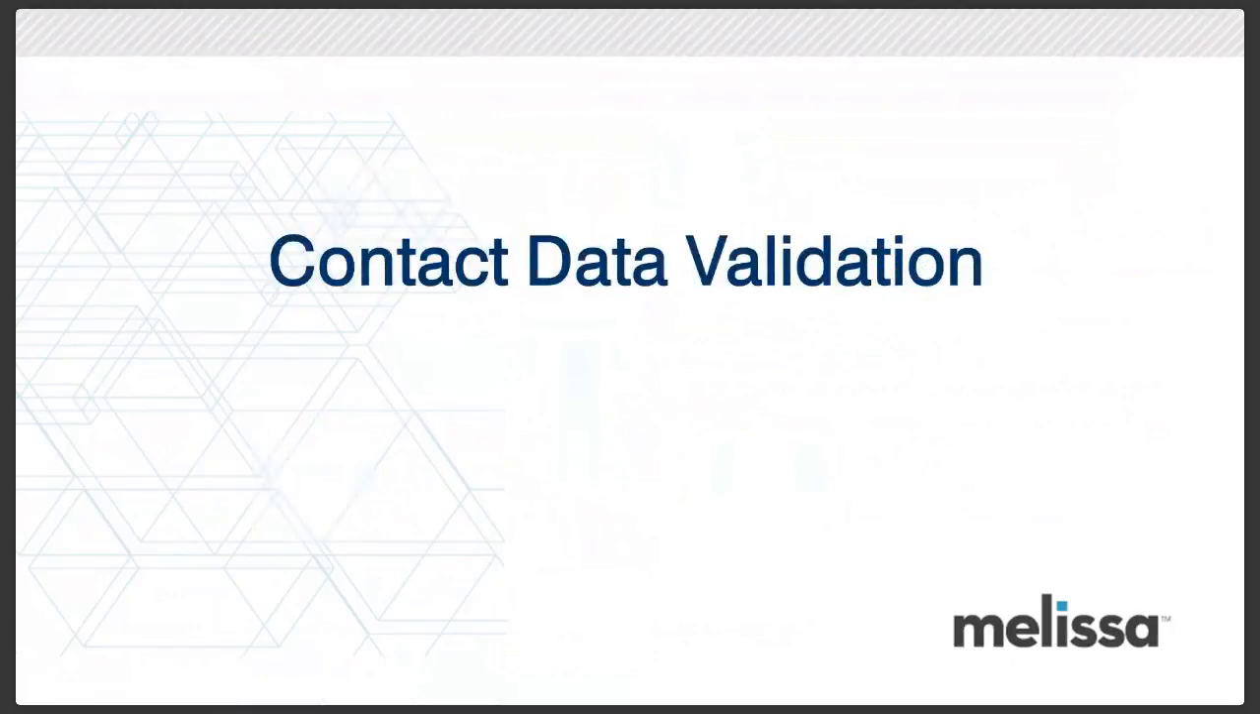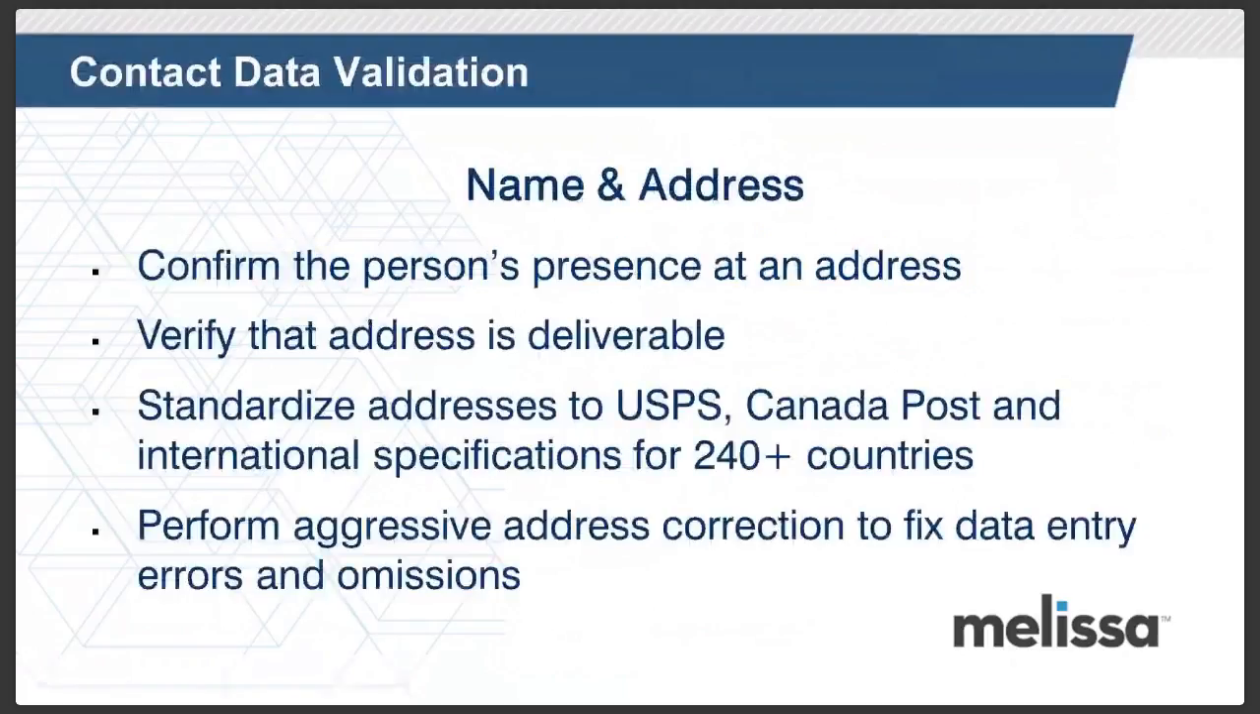To start off on the comprehensive ID verification solution, let's first take a look at contact data validation. In a contact, you have a name, address, phone, and email. Starting off with the name and address, we can confirm the person's presence at an address. For example, if you want to know if a person actually lives at that address, we can confirm that. In addition, we can verify that an address is deliverable. We use postal reference data to make sure that the address exists and is deliverable.